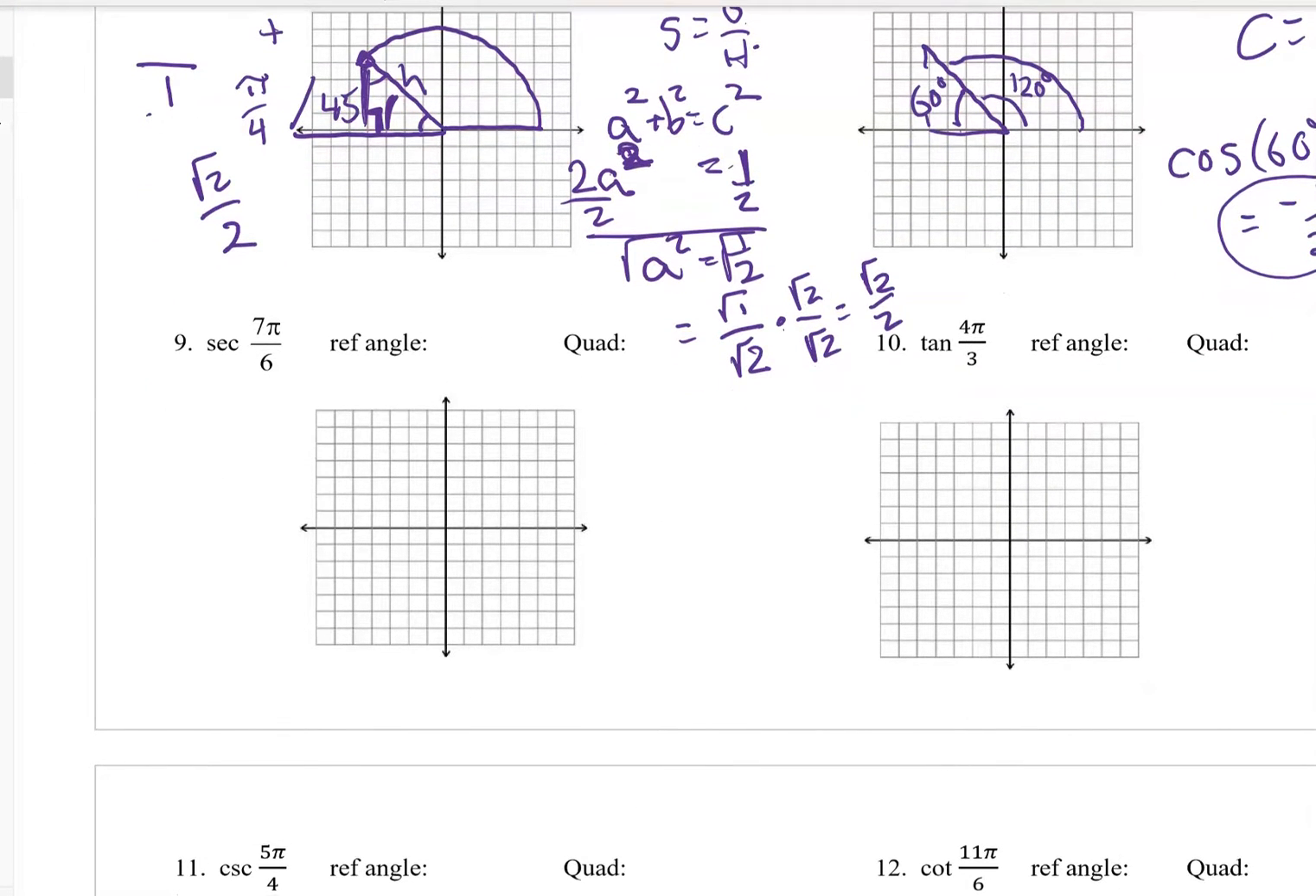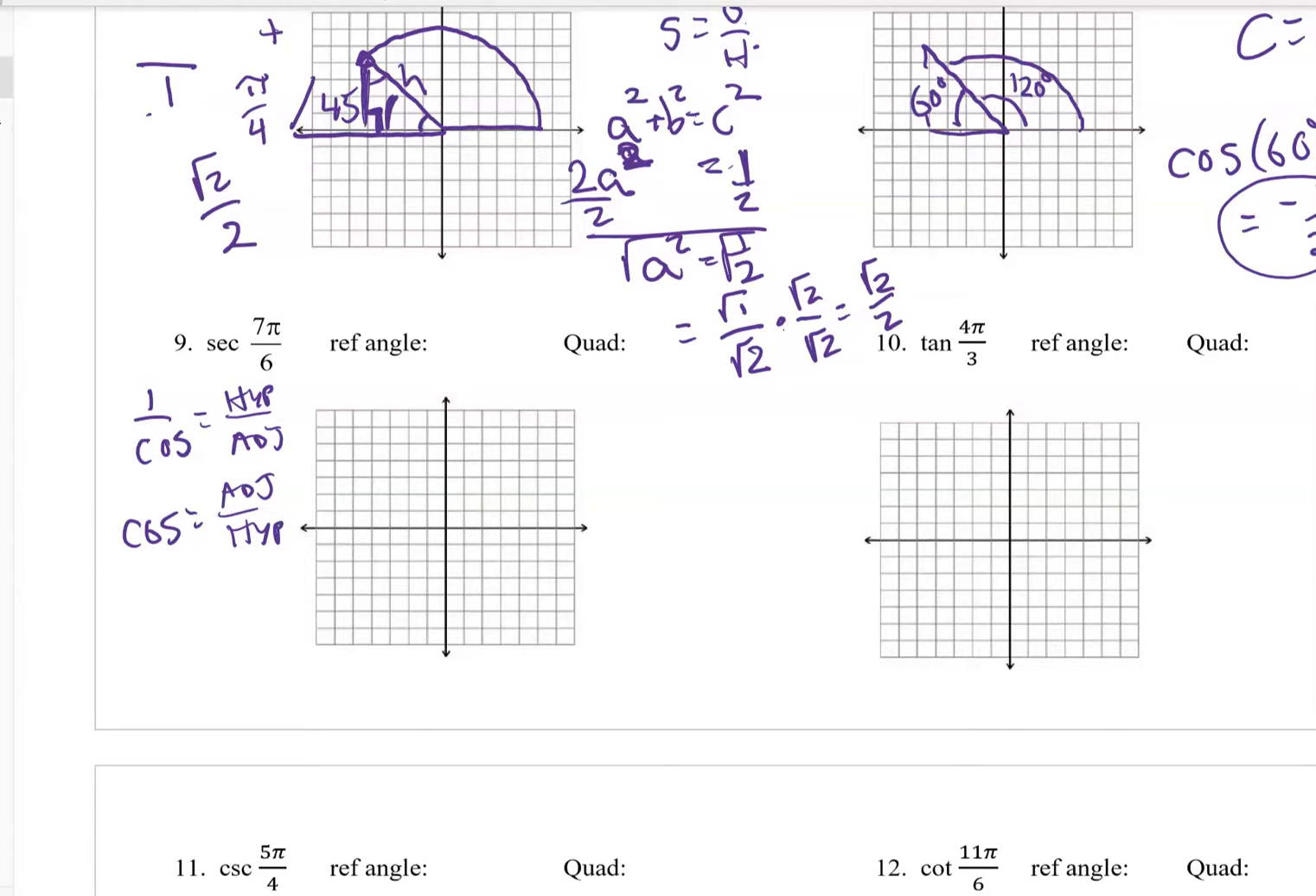Secant. Secant is 1 over cosine. Cosine is adjacent over hypotenuse. So secant is hypotenuse over adjacent.